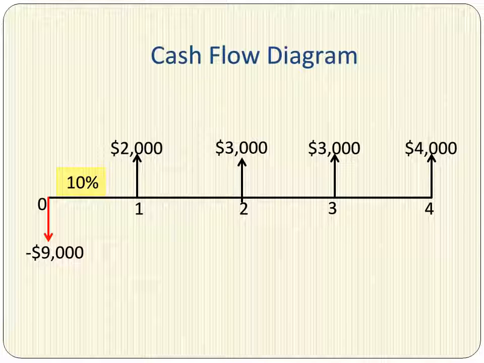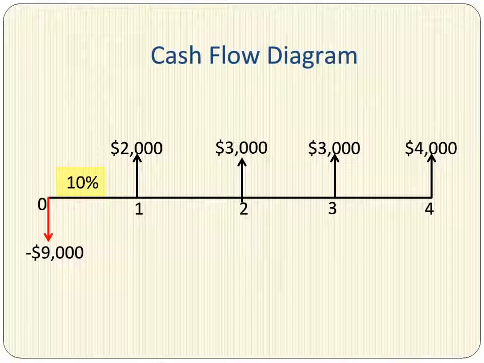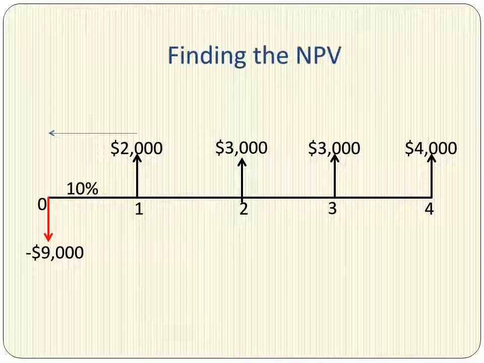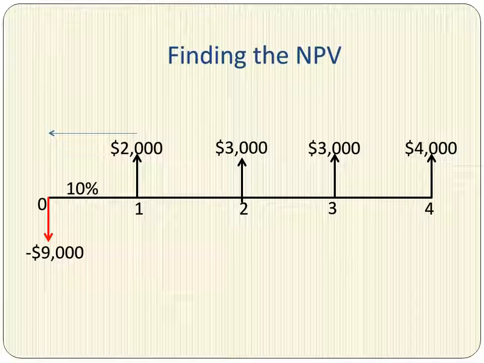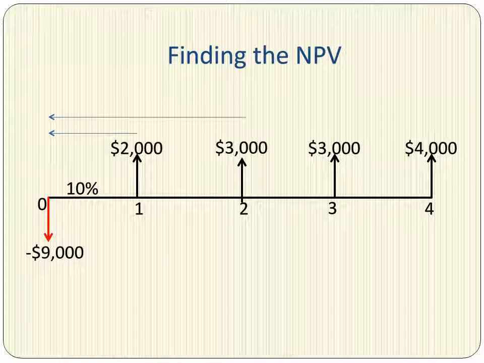Let's assume that the bakery borrows the initial investment of $9,000 from a bank at 10%. This becomes our cost of capital. To calculate the net present value, first we need to find the present value of the first cash flow.